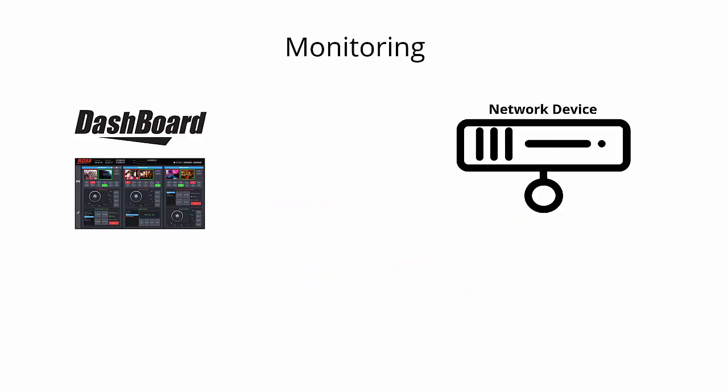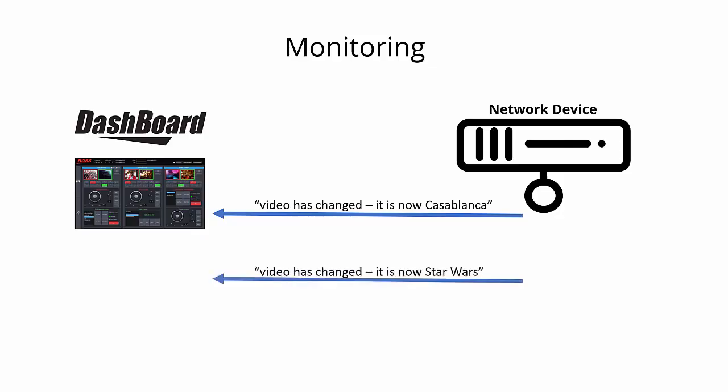The other thing that it's really good for is monitoring. Certain devices will actually tell you when something has changed rather than having to poll and keep asking for it. So they might tell me, hey, the video's just changed. It's now Casablanca. And then whenever someone clicks on the next video, it'll say, hey, the video has changed. It's now Star Wars. So I don't have to keep asking for it. But it's only certain devices that'll tell you these type of things. But you want to keep the communication open for that.